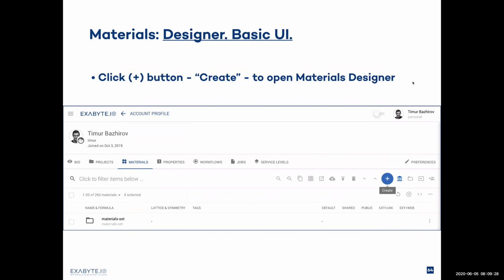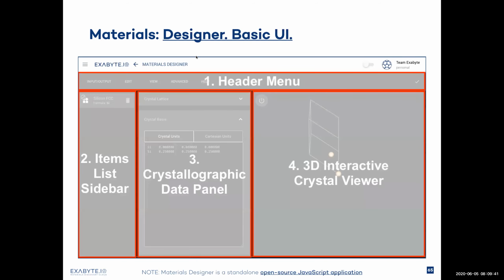Now, when we want to create new material, or when we want to modify the structure of it, we have to open the materials designer. To do that, we click on the create button, this plus button in the list of actions. And this is how it looks. Again, this is the materials designer, the four main components: the header menu at the top with the menu items, the list of materials that are present inside this materials designer session is on the left. The crystallographic data panel is in the middle, and then the 3D interactive representation is on the right side of it.